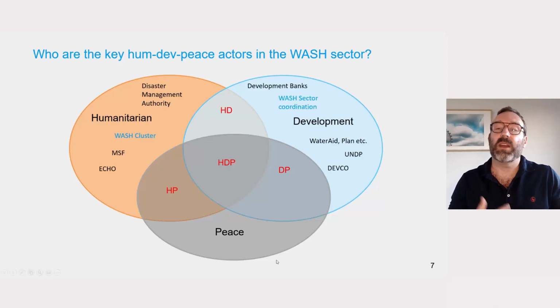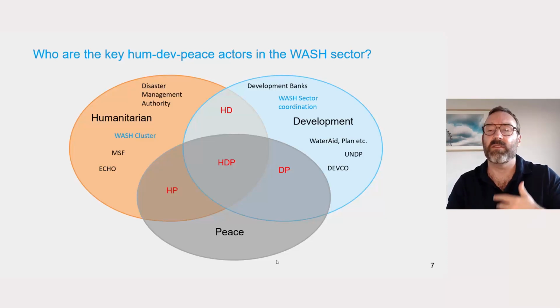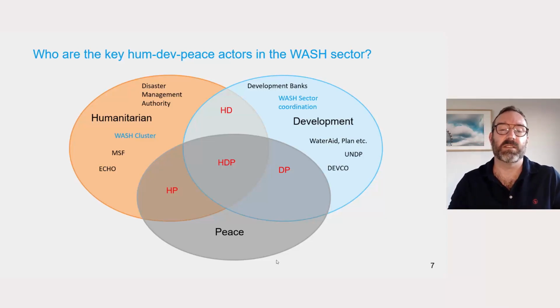On the development side, we have development banks such as the World Bank and KfW. We have WASH sector coordination platforms that can be operating at different levels. It can be a donor platform, it could be a combination of actors and donors. And then we have NGOs that are specifically working in this area, such as WaterAid and Plan. We have UN agencies that are specific for development, such as UNDP, and even donors such as DEVCO.